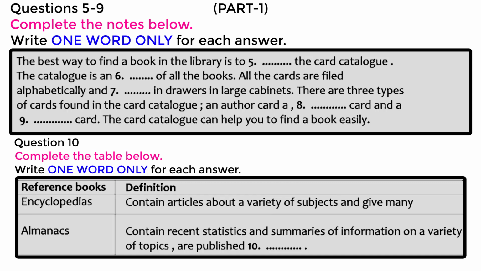In the card catalogue, each book has three cards, an author card, a title card and a subject card. The author card is alphabetized under the author's name. The title card is filed alphabetically according to the title of the book. The subject card is filed alphabetically under the name of the subject of the book.